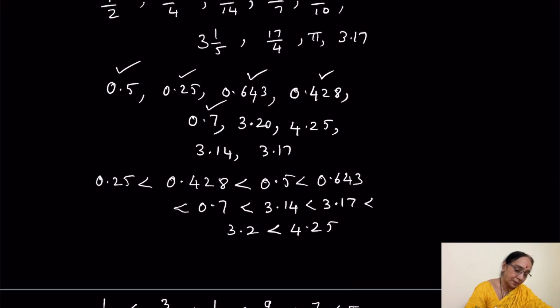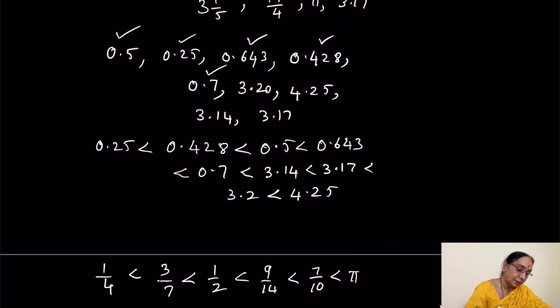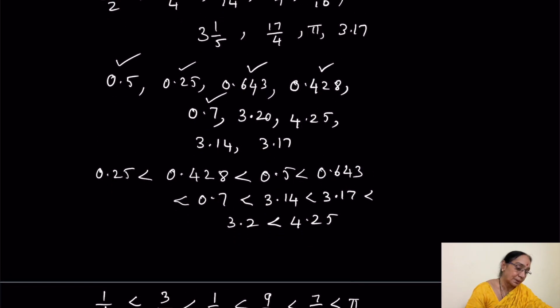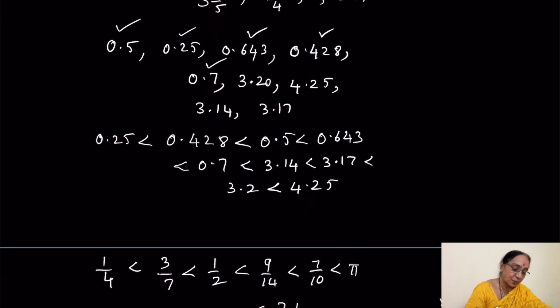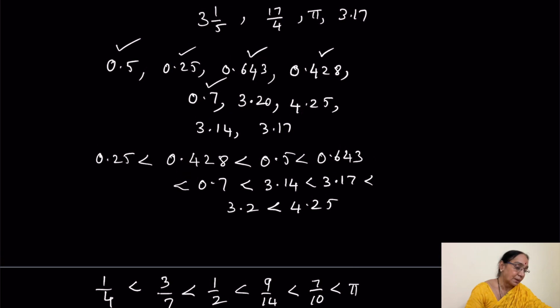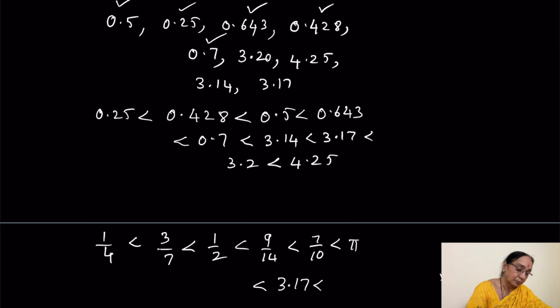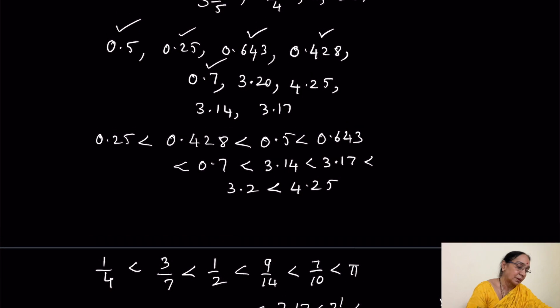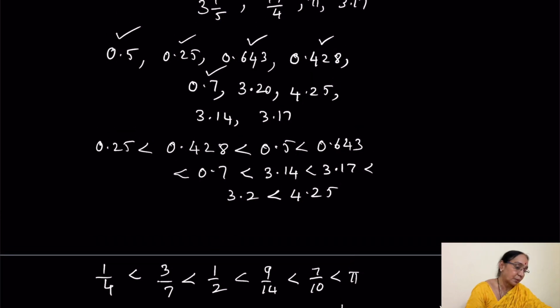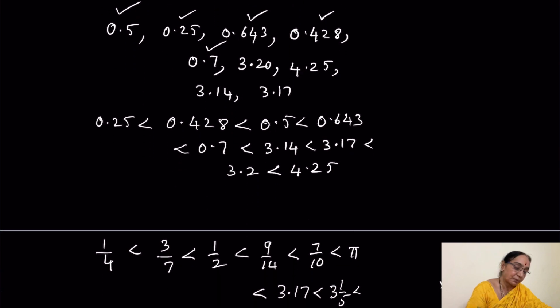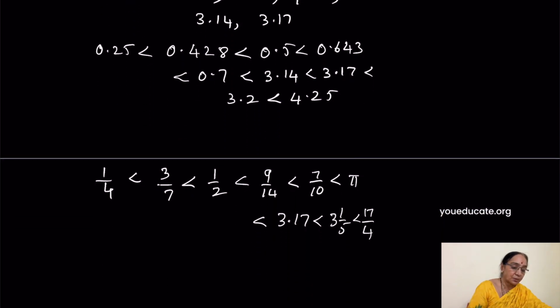3.14 is your pi, and then 3.17. 3.17 is given as a decimal itself, so that's no problem. Then 3 and 1 by 5, less than the last one, 4.25. Which one is that? 4.25 is 17 by 4. So this is how you order the numbers. The easiest method is to convert them to decimals, and then you can write them out in ascending order.